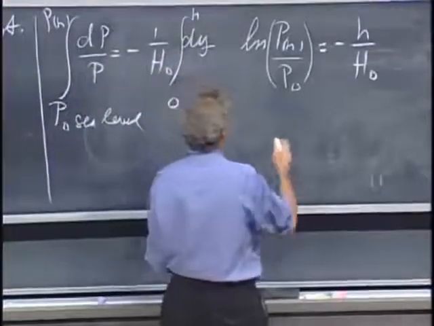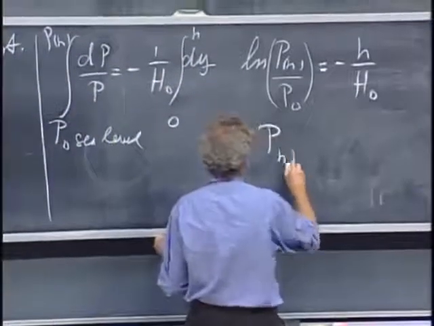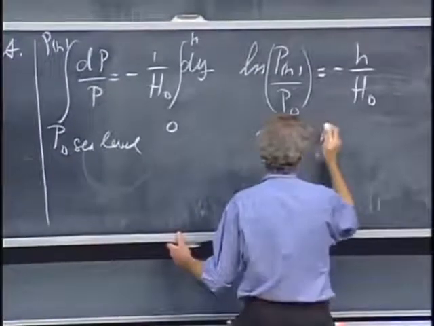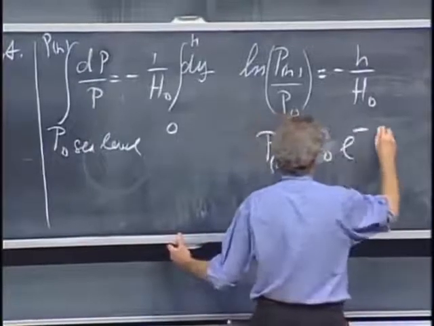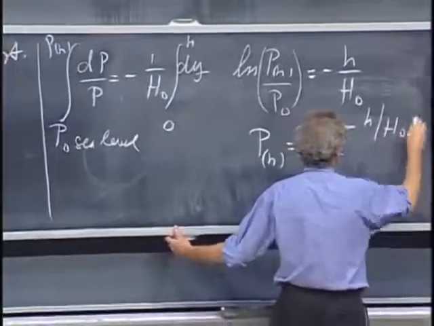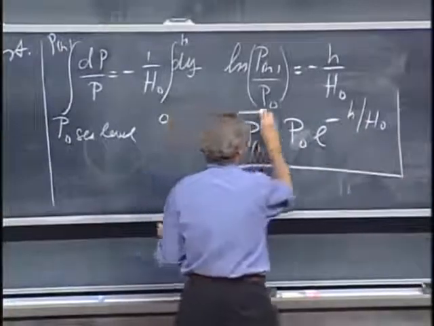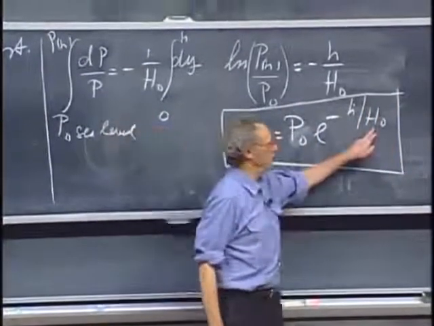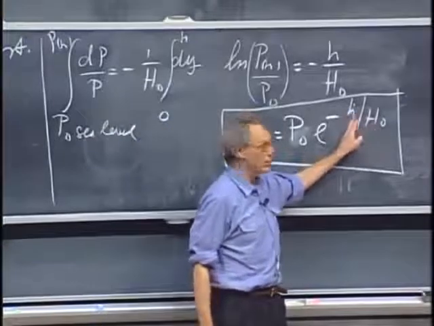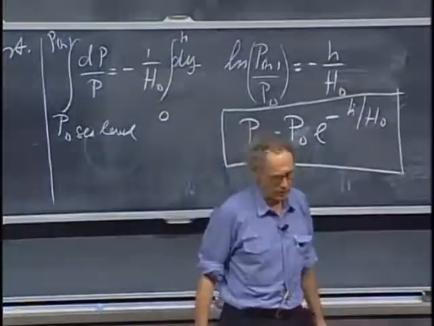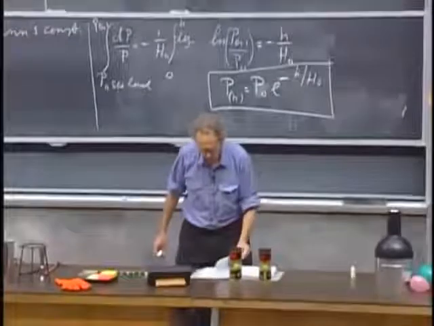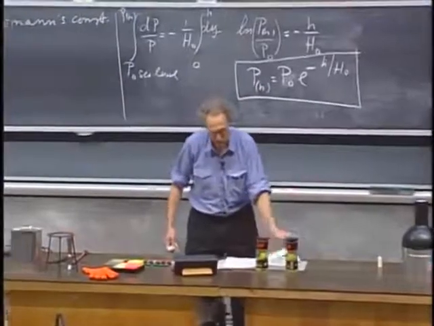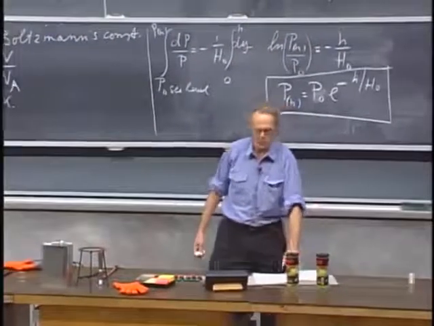And so what do I find now? That the pressure at altitude h equals P0 times e to the minus h divided by H0. This is the altitude in the atmosphere. And if you take this 8, then this is the altitude in kilometers. H0 would then be 8 kilometers. And so if you use this equation, you can calculate what the pressure is at the various altitudes in our atmosphere, and that's not a bad approximation.